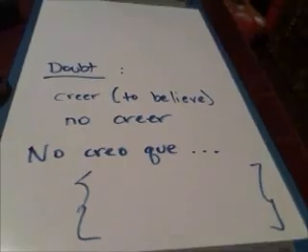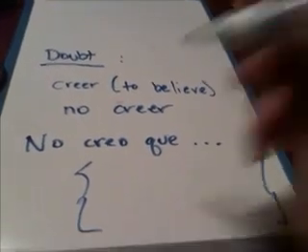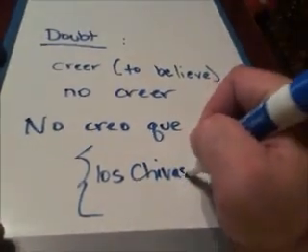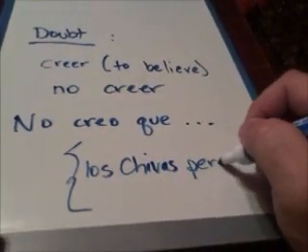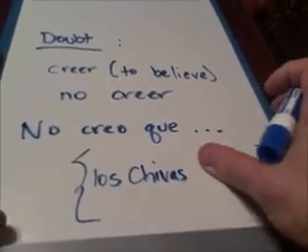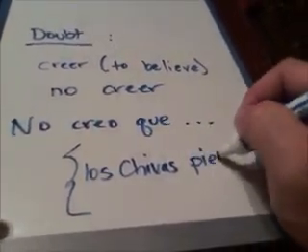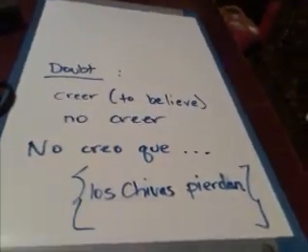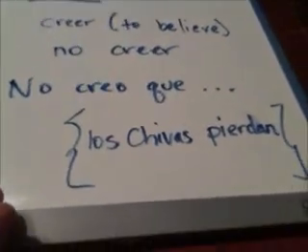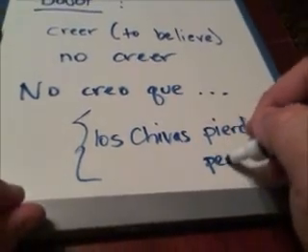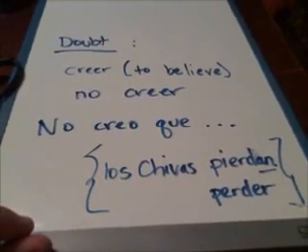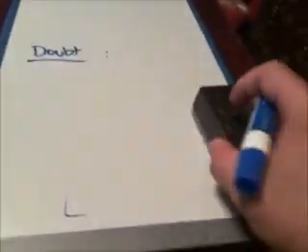I don't believe that the Chivas lost. Los Chivas perdieron. I don't believe that the Chivas lost or are losing. Present tense. It's an "an" from perder. Okay. Let's do another example of doubt.